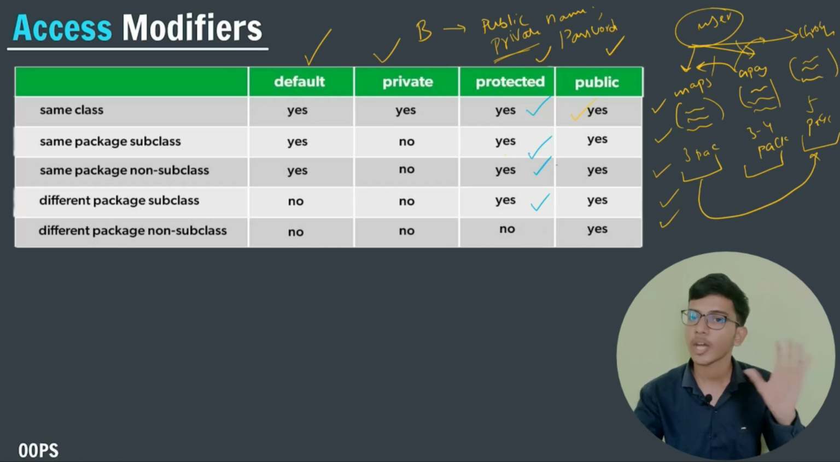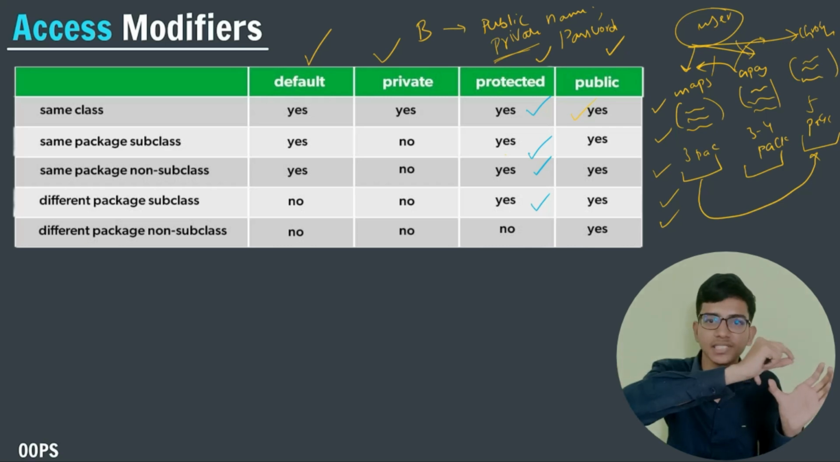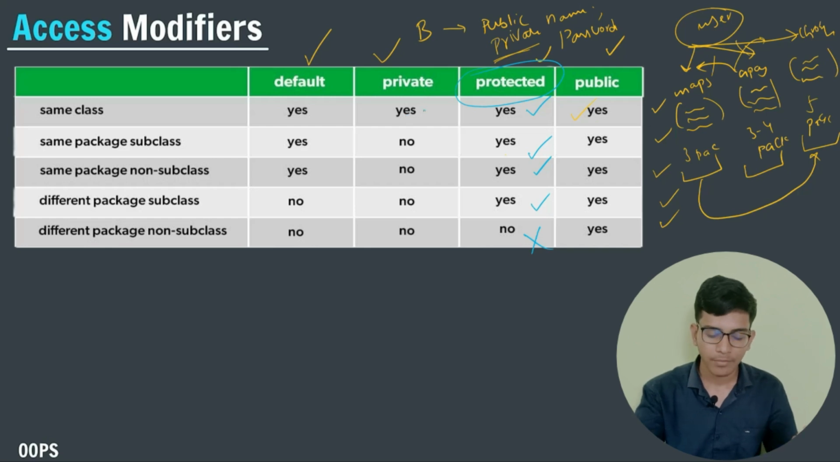Suppose I am creating packages, Java 1 and Java 2. Java 1 will store 10 files of Java code, and Java 2 will store 20 files of Java code. Among the 20, if any one of the files is trying to access the Java 1 package, it can't be possible if you write the protected keyword. If you write the protected keyword, then it can't be possible, right? Let us talk about private.